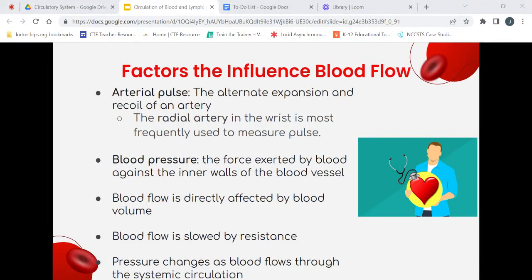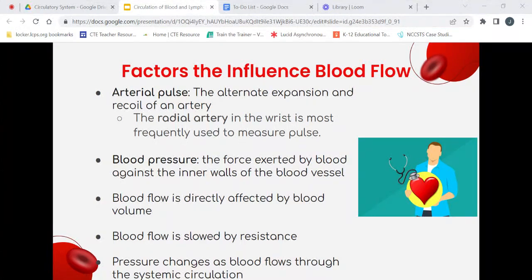Blood pressure is the force exerted by blood against the inner walls of the blood vessels. It is determined by the flow of blood and the resistance to that flow. The flow of blood depends directly on the pumping action of the heart. When cardiac output increases, blood flow increases, causing a rise in blood pressure. When cardiac output decreases, blood flow decreases, causing a fall in blood pressure.